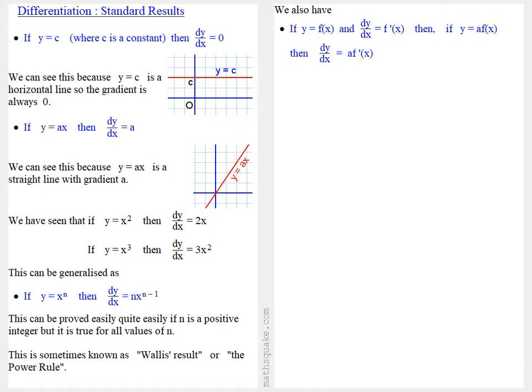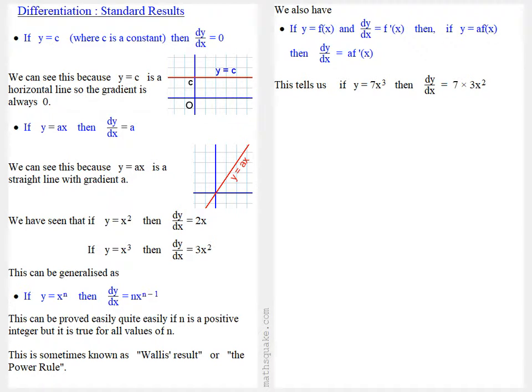Also, if we have y as a function of x, and dy by dx is equal to f dash x, then if y is equal to a constant times a function of x, then dy by dx is equal to the constant times f dash of x. In other words, if we can differentiate a function, then if that function is multiplied by a constant, the resultant is just the constant times the differential of the function.